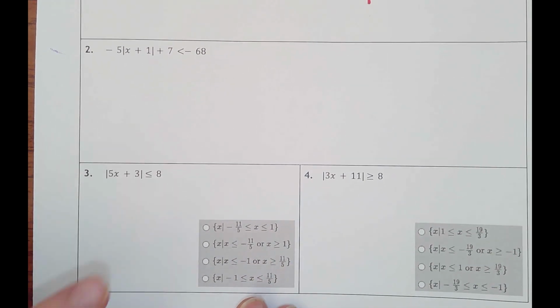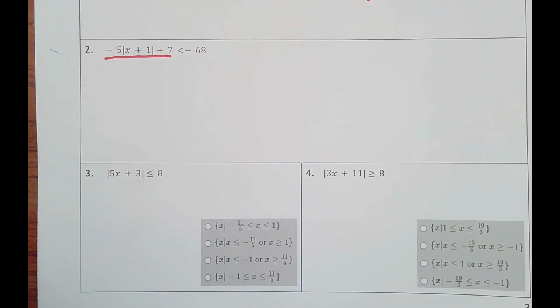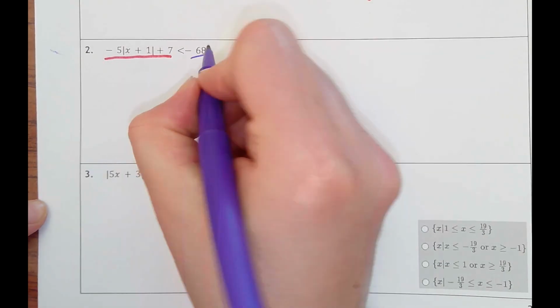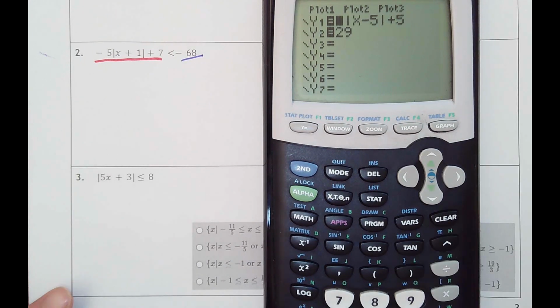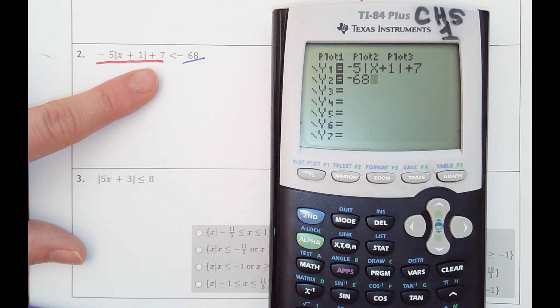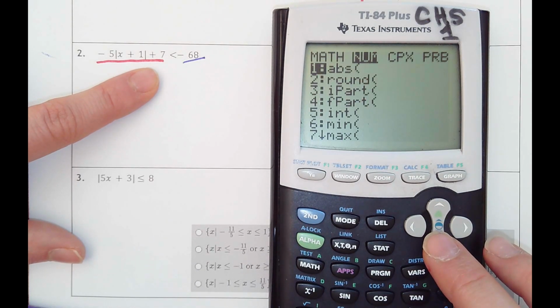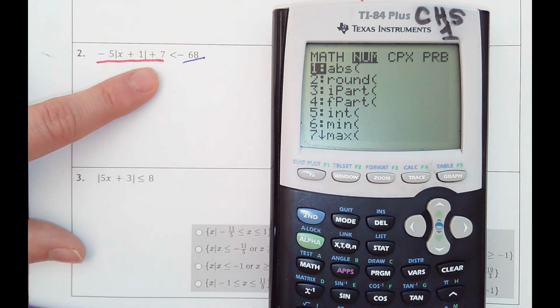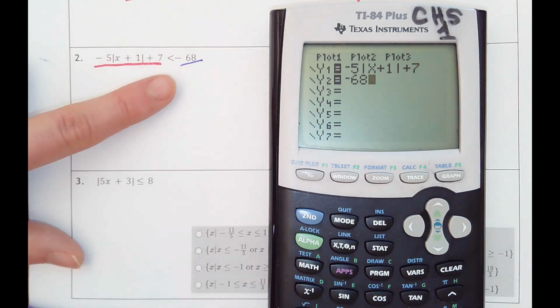Number 2, you need to put in this part for y1 and then just -68 for your y2. Should look like that. Remember, you go to math, over to num, and then absolute value is just option number 1 when you need it. And then your y2 should just be the -68.